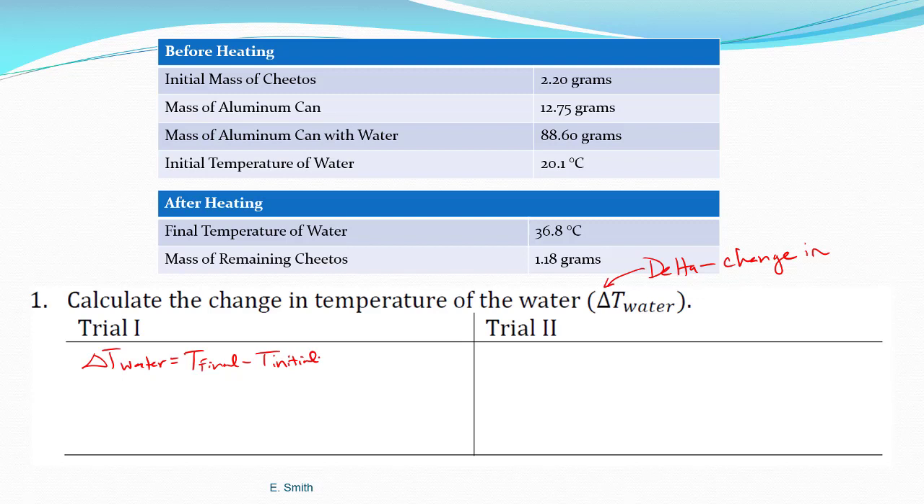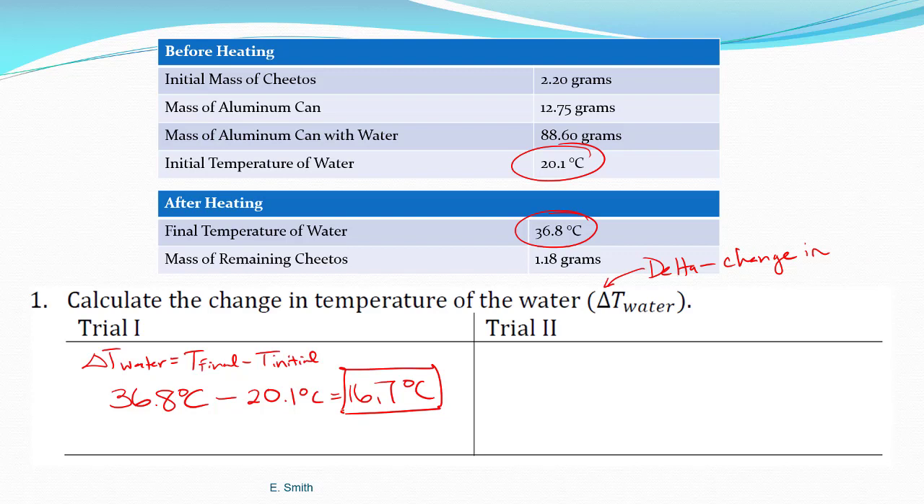For my final temperature here, I have 36.8 degrees Celsius. I'm going to show my work as 36.8 degrees Celsius, and I'm going to subtract the temperature that I started with, my initial temperature, of 20.1 degrees Celsius. So I ended up with a value of 16.7 degrees Celsius for my change in temperature. Your value will be different than mine, so just double check to make sure that you've done and shown the appropriate work. All of our numbers need to have units, folks, so please make sure that you have your units of degrees Celsius for question number 1.